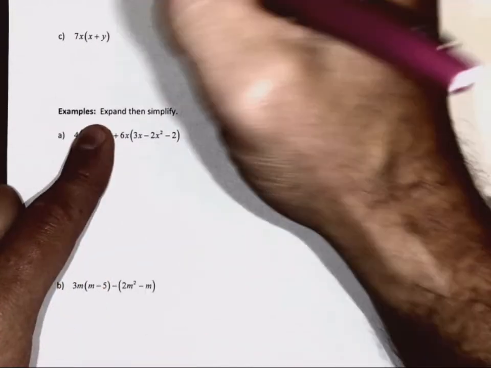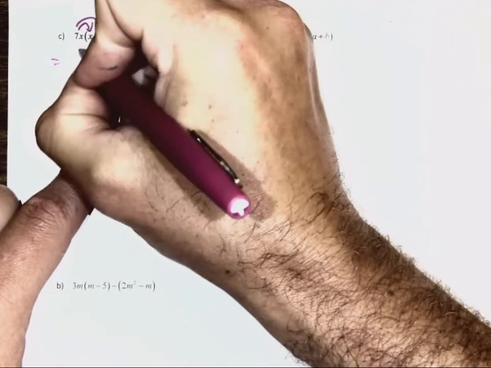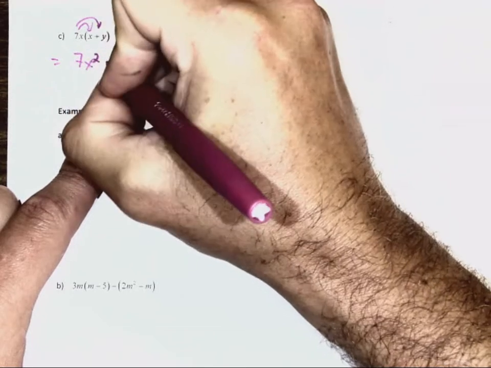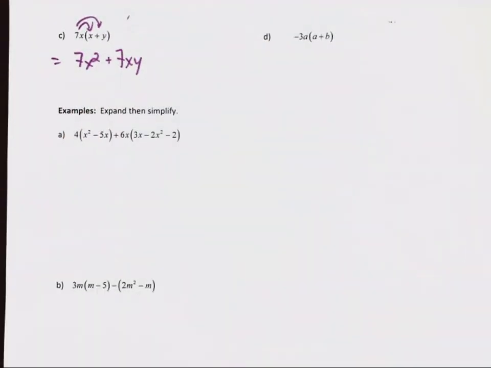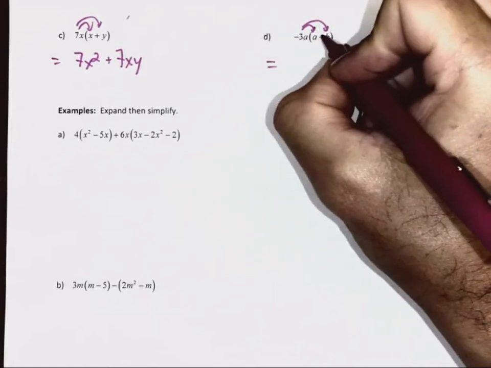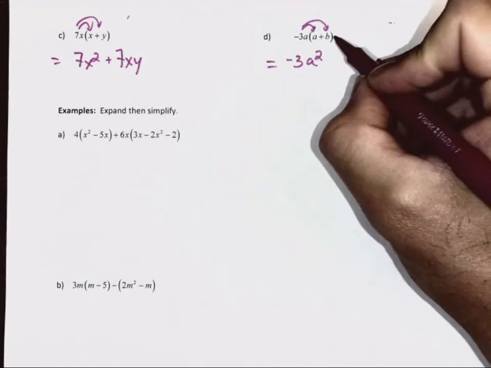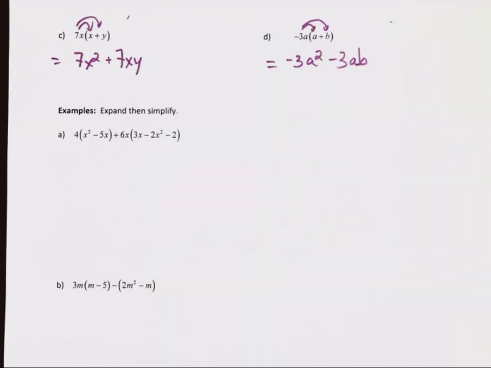Give it a try. Again, load-bearing steps. This is to remind myself, 7x times x, 7x squared. 7x times y, and that's a positive, is plus 7xy. Got it. Same idea here. Negative 3a times a, negative 3a squared, negative 3a times b, negative 3ab. Excellent.